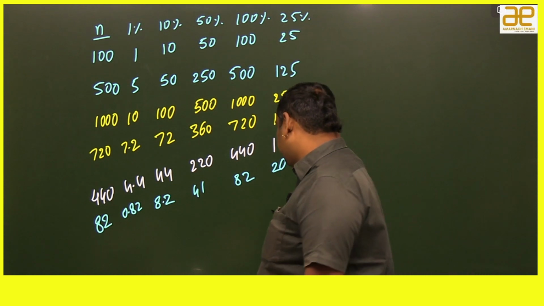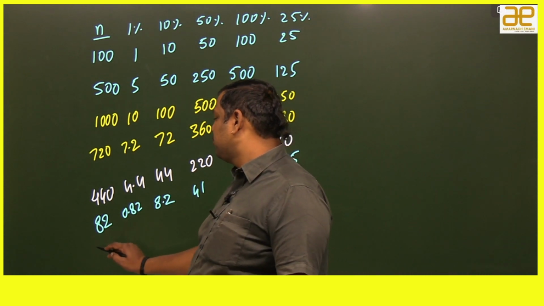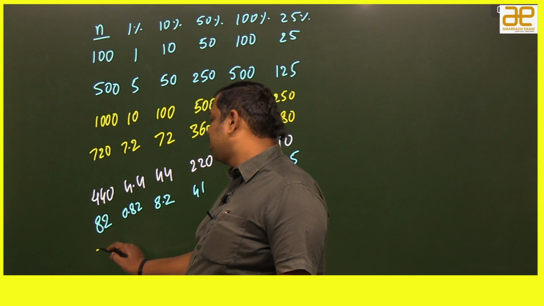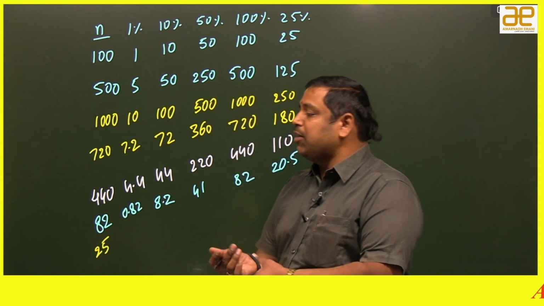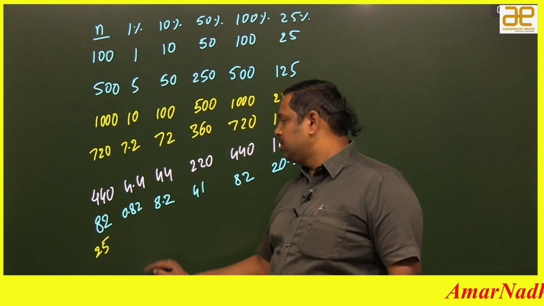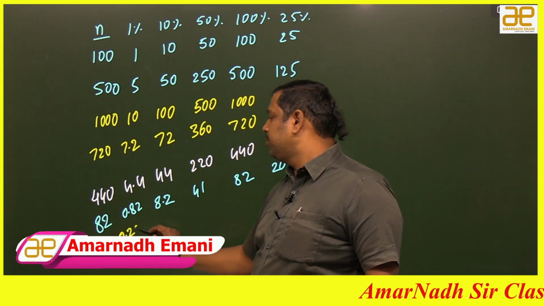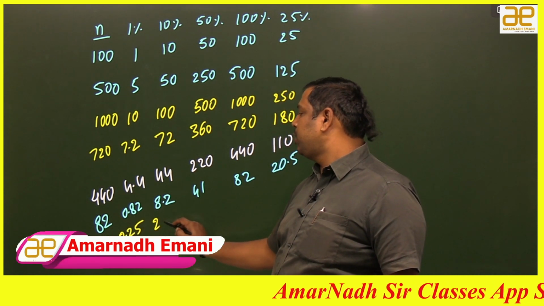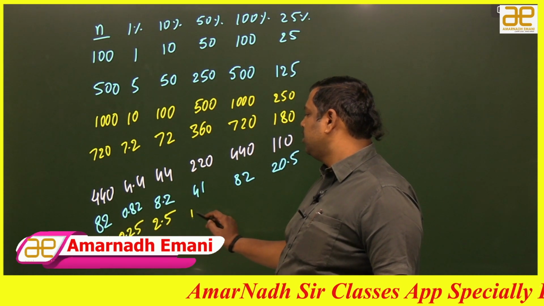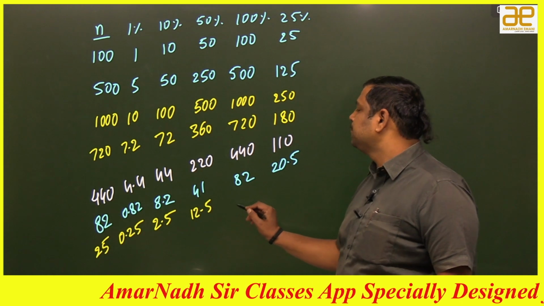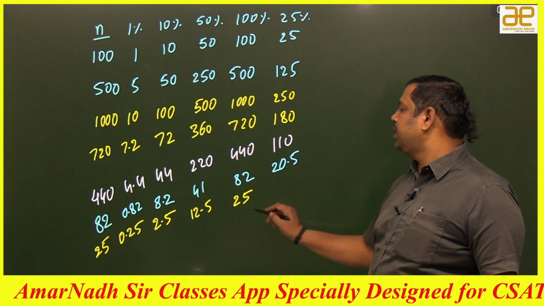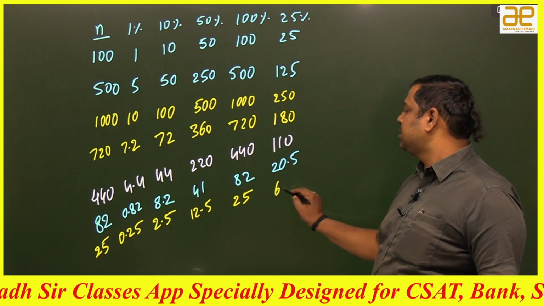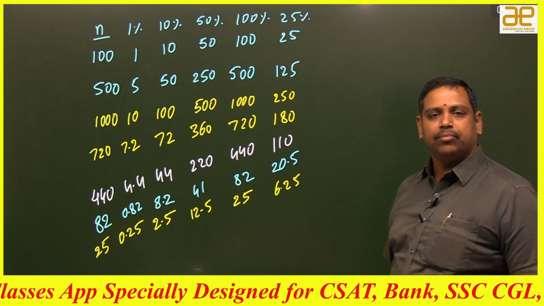Next one. Suppose he gave a number called 25. I want 1%. 0.25. Next. 2.5. Next. 12.5. Beautiful. Next. 25. Very, very beautiful. Next. 6.25. That's it. Got it?